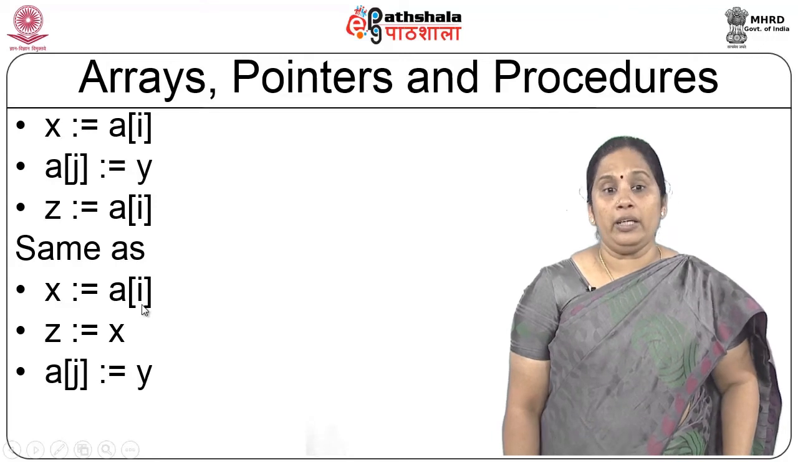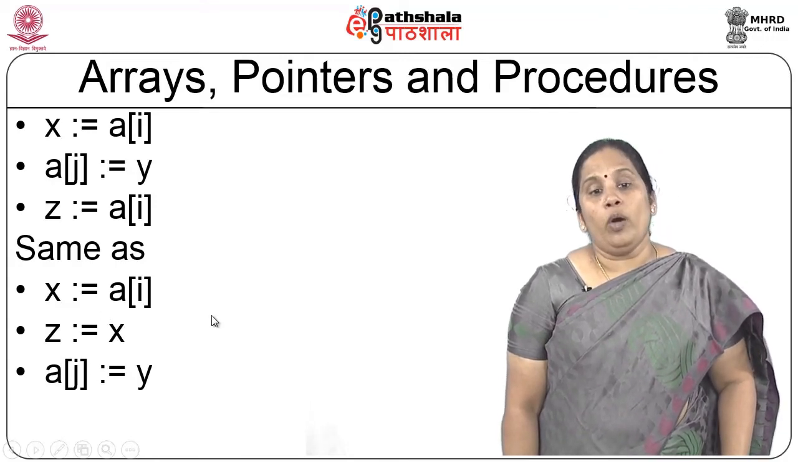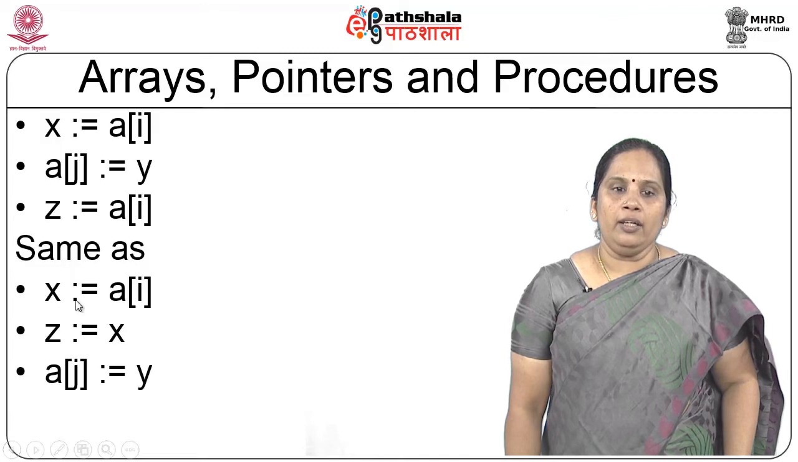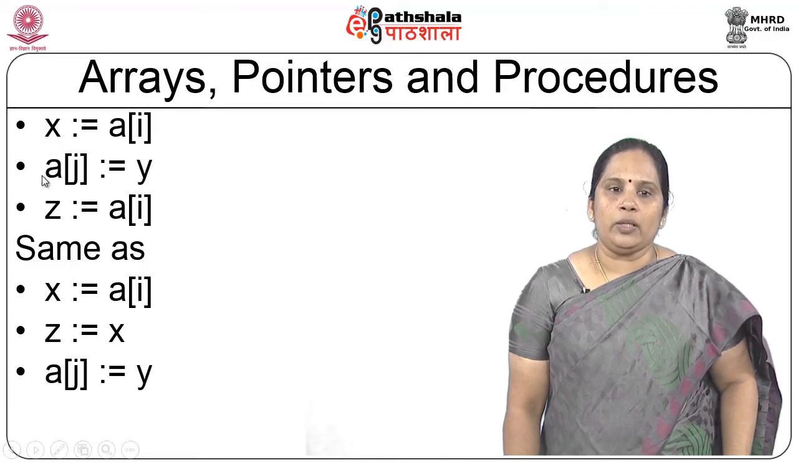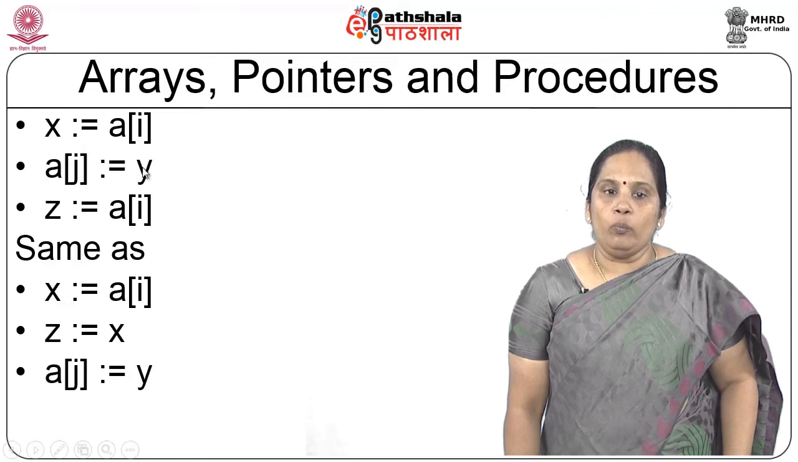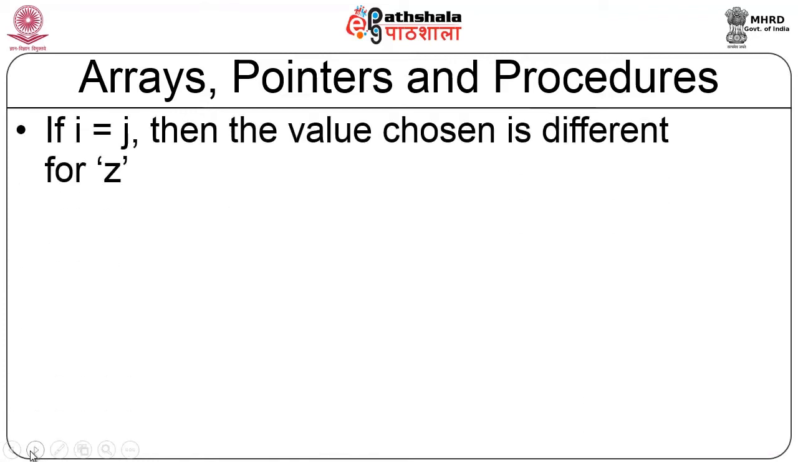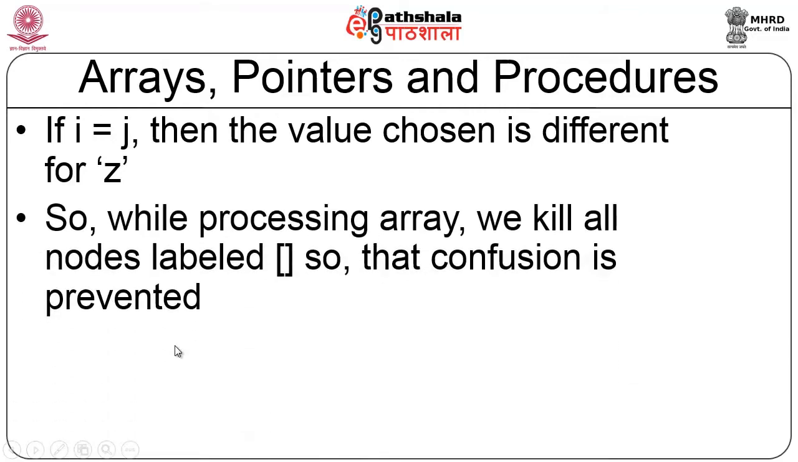Now this could be a reordering of statements. But what if i is equal to j? In that case, I am looking at y is equal to A of j here, and the y value should get assigned to z and not the reverse. So therefore, you have a problem where if i is equal to j, then the value chosen is different for z. And so while processing an array, what we do is we kill all the nodes labeled with a subscript so that confusion is prevented.